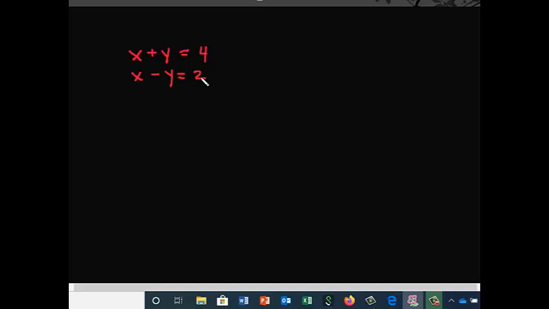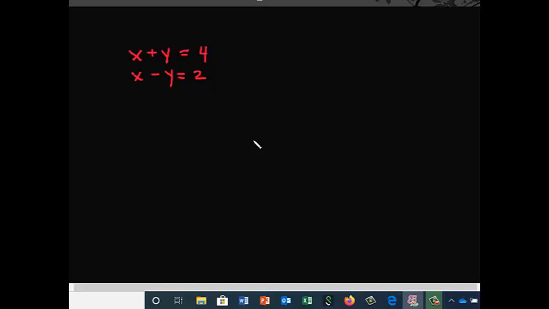Now, to check to see if the system is consistent, basically, you want to see if it has at least one solution. And if it has one solution, then you know that the system is consistent. If the system has no solution, then it's inconsistent.